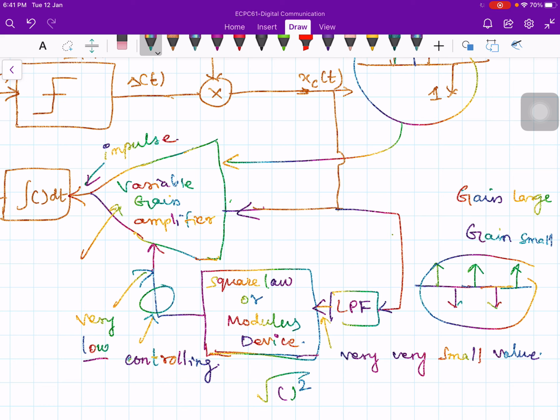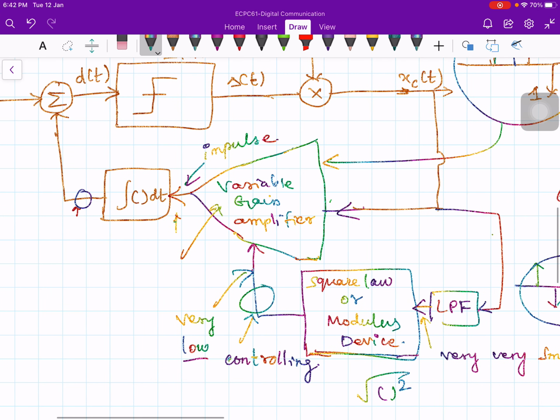Now this controlling voltage is very, very small. That means the amplifier provides very low gain, which means the step size is reduced. And the step size is then given to the integrator, our old friend. So the step size is reduced, and it follows the slowly varying signal. That's how the granular noise is reduced.